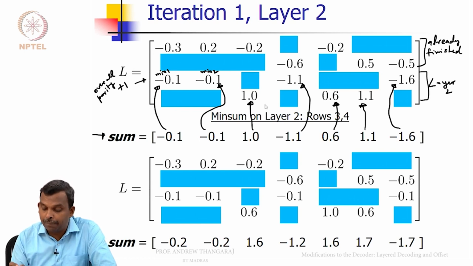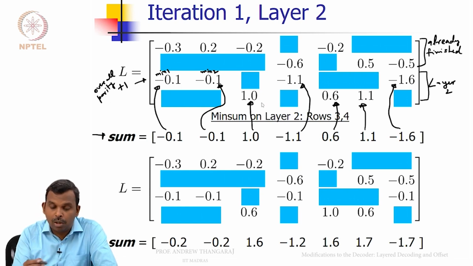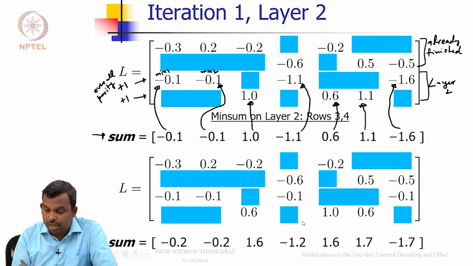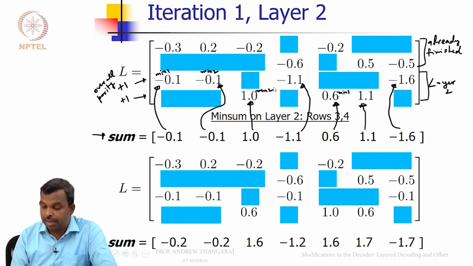And for row 4 again, min 1 is 0.6, min 2 is 1.0, and so that's what happens. And again, overall parity is also plus 1. Okay, so nothing gets changed, and you can identify min 1 here and min 2 here, and that got replaced, and you're done. Okay, so now what do we do?